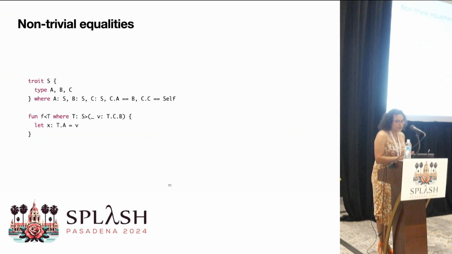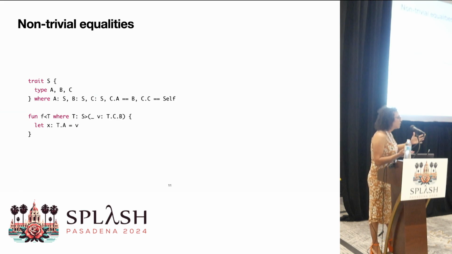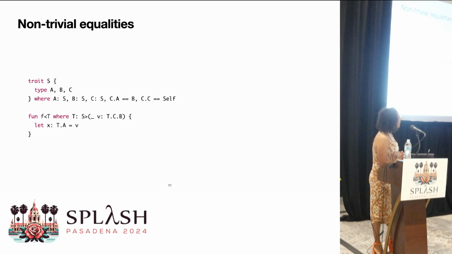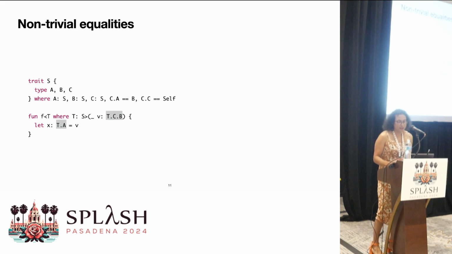So the type equalities that are entailed by the set of constraints are not necessarily trivial. Here, in the previous example, it was fairly easy to understand, but in this example, should this program type check? I will not let you ruminate on it. This is a fairly convoluted example. Actually, it should type check. And the question boils down to knowing whether T.B.C is equal to T.A, and that happens to be true under the constraints that I've defined here.